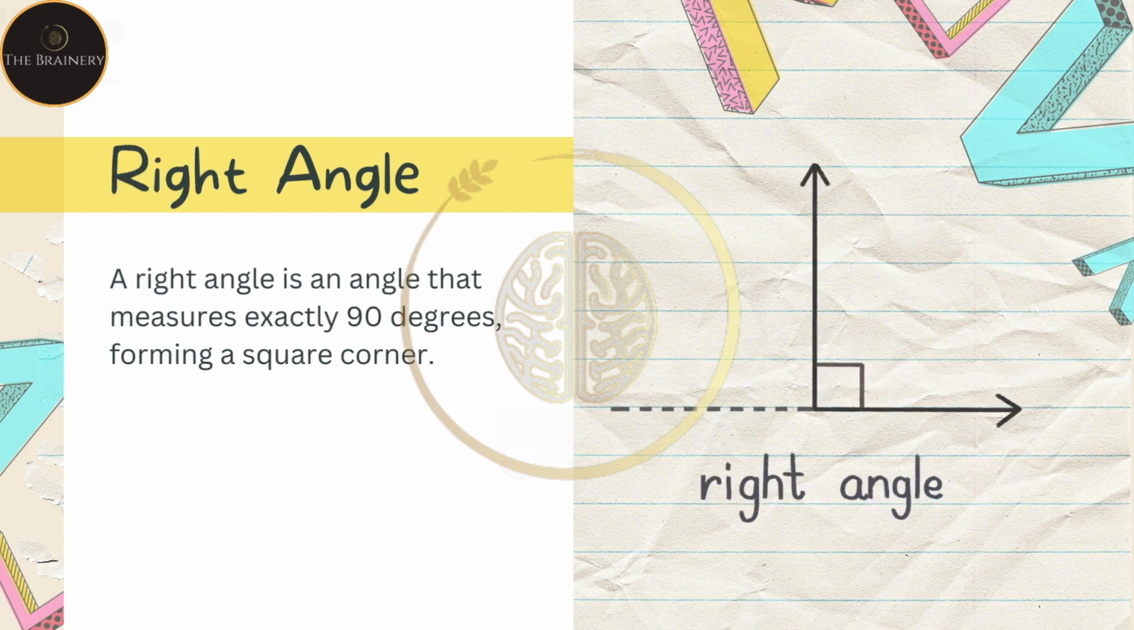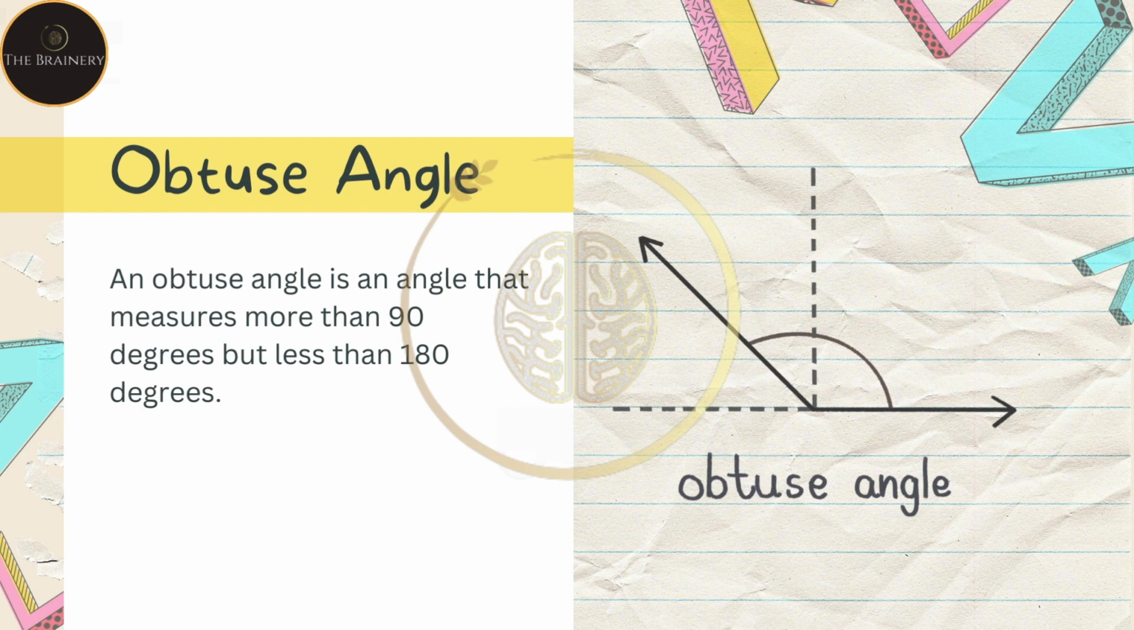Right angle. A right angle is an angle that measures exactly 90 degrees, forming a square corner. Obtuse angle. An obtuse angle is an angle that measures more than 90 degrees but less than 180 degrees.